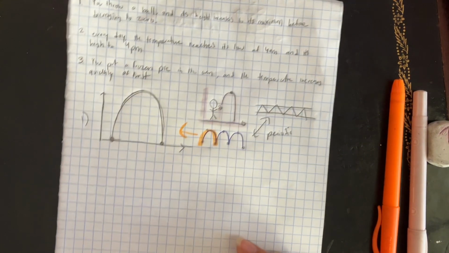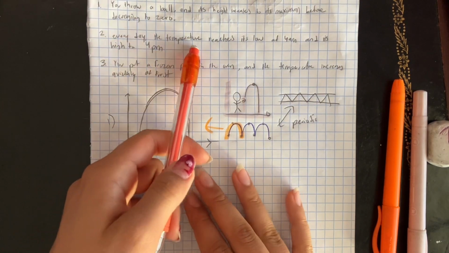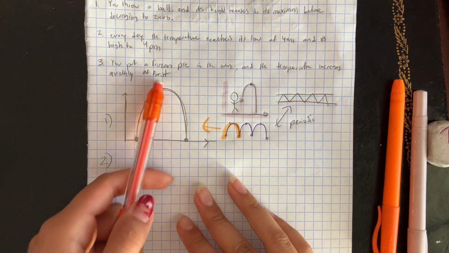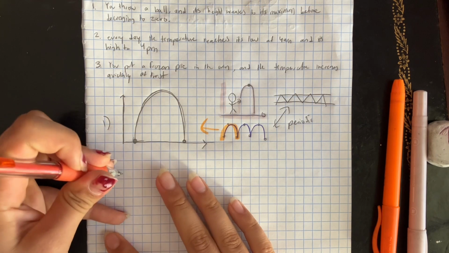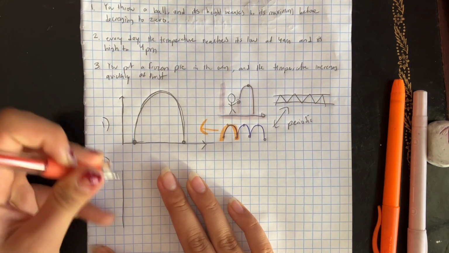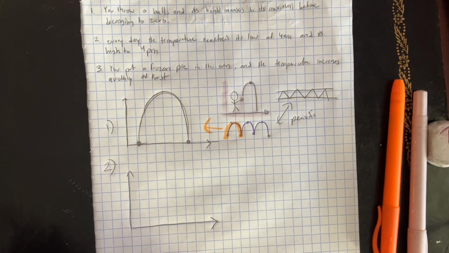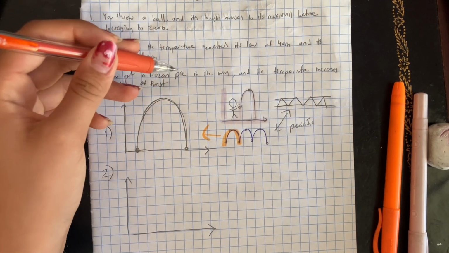Periodic patterns. Okay, second one. Every day, the temperature reaches its low at 4 a.m. and its high at 4 p.m. So this is a weird one, so I might set it aside until the end, but we'll try here. Every day, the temperature reaches its low at 4 a.m. and its high at 4 p.m.